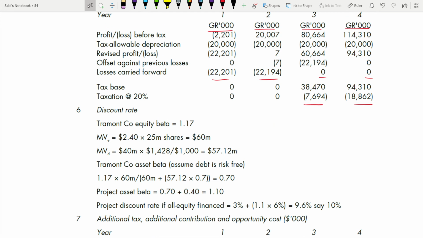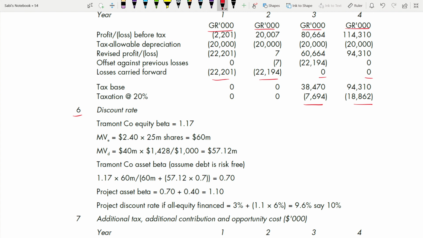Working 6. Why separate working for this thing? Because we have to find not WACC, but cost of equity. If you are telling WACC, you are not thorough with your theory part. What does theory say? When you are doing adjusted present value, you have to assume net present value as if all equity financed. As if all equity financed means cost of equity you have to use as a discount factor. So cost of equity we have to find out.